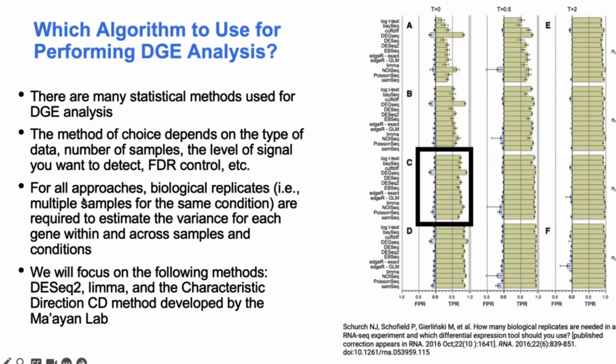So for today, the 3 differential gene expression methods we'll focus on are DESeq2, limma, and then the characteristic direction method developed by the Ma'ayan lab. So these are all 3 different approaches. So we'll just discuss the broad details of each of them one by one.